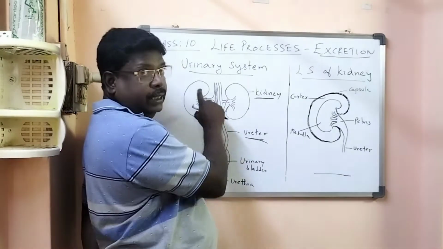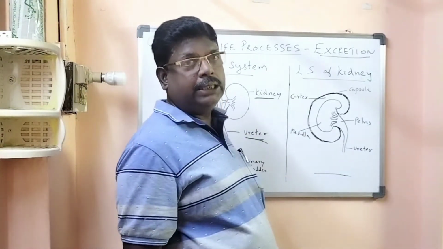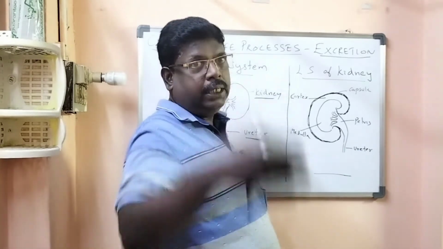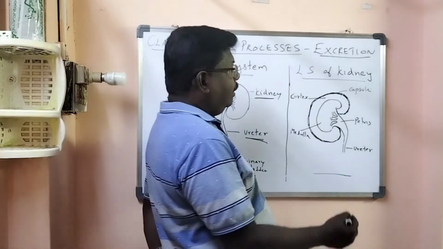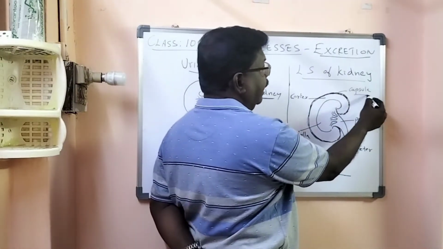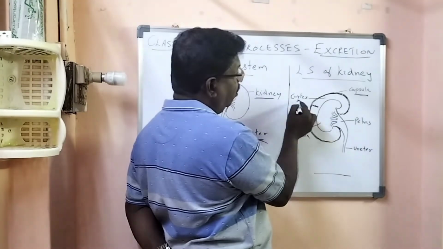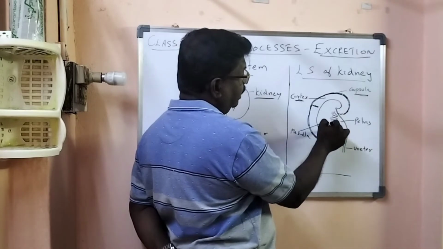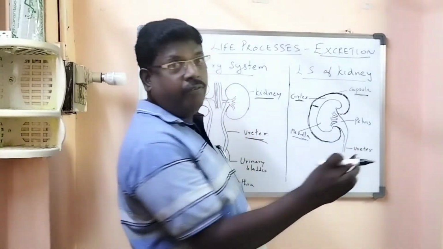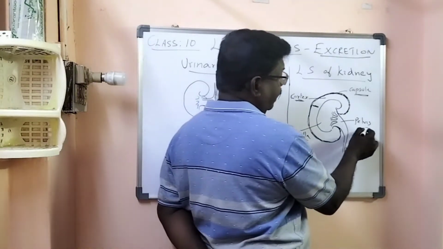One particular kidney is shown here. This is called L.S. of kidney, the longitudinal section of kidney. L.S. means longitudinal section, a vertical splitting of the kidney. The kidney has an outer membrane or covering called the capsule, followed by the inner region called the cortex. After that, we have the medulla, and this broad funnel-like portion is called the pelvis.